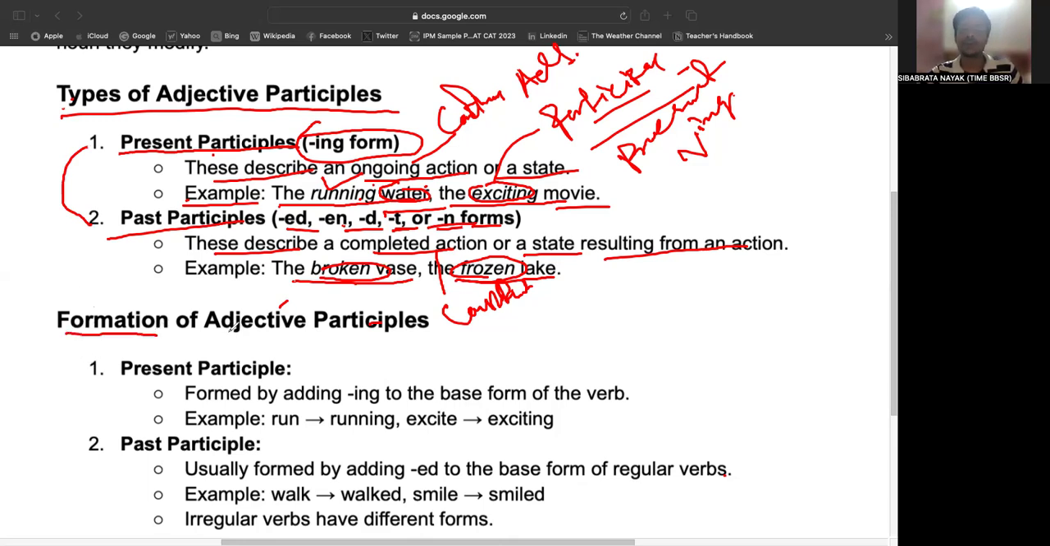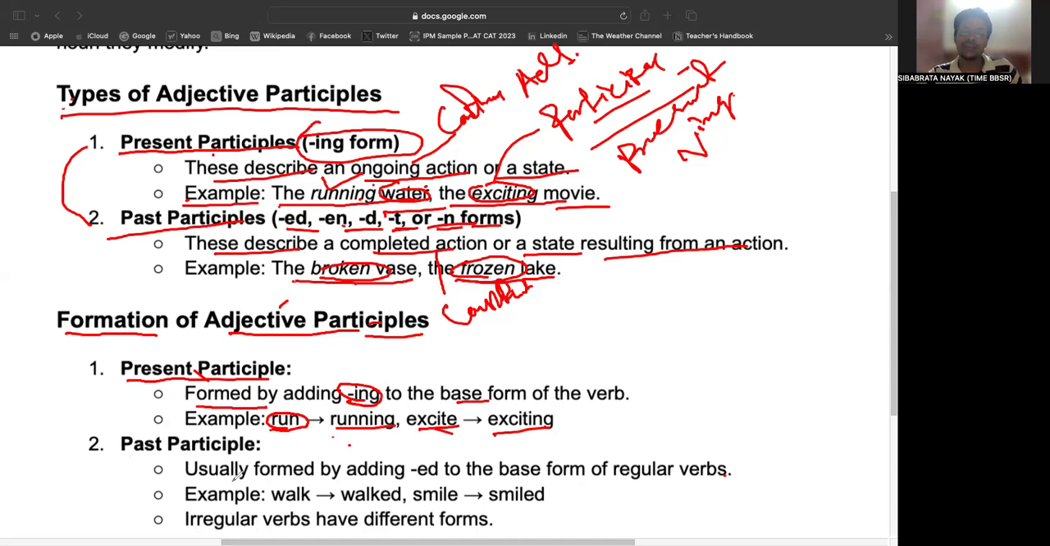The next one is the formation of adjective participles. So when we are talking about adjective participle, we have understood its introduction and its types, present and past, and now we are going to discuss the formation of adjective participle. We can find present participle and past participle. The present participle is formed by adding ing to the base form. Now, what is the base form of running? Run is the base form. What is the base form of broken? Break. What is the base form of frozen? Freeze, right? What is the base form of exciting? Excite. Using the ing form, it is called running or exciting, and then it can be called a present participle.